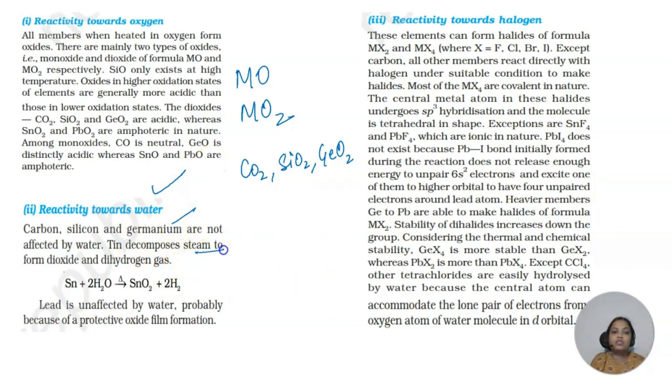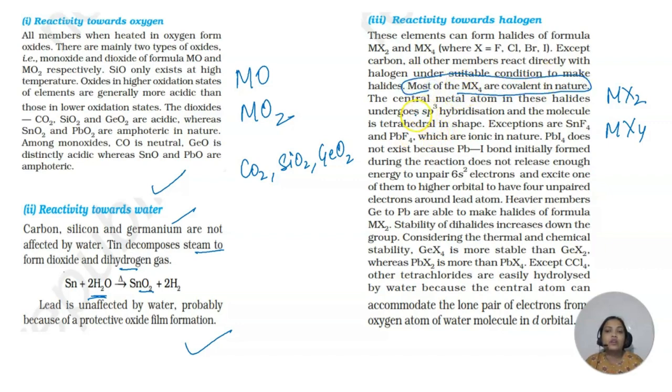Now towards water, carbon, silicon and germanium, they will not be affected by water. Tin decomposes steam to form dioxide. In the presence of steam, it will form dioxide. Lead is also unaffected by water because of a protective film formation. Again, in the case of halogens, I told you they will form MX2 and MX4. Mostly MX4 compounds, they are covalent in nature.